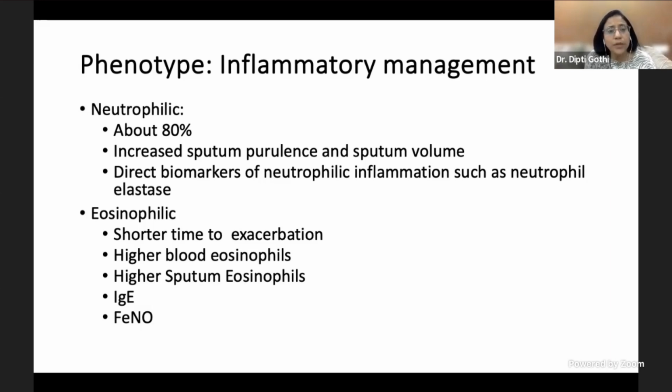If not, at least one can find out very easily if the patient has eosinophilia, higher sputum eosinophils, high IgE, or high FeNO. If the patient has all this, then he is likely to be an eosinophilic inflammatory phenotype. And if it is that, then one needs to add drugs appropriate for that. So if you phenotype in terms of neutrophilic and eosinophilic, it helps in managing the patient.